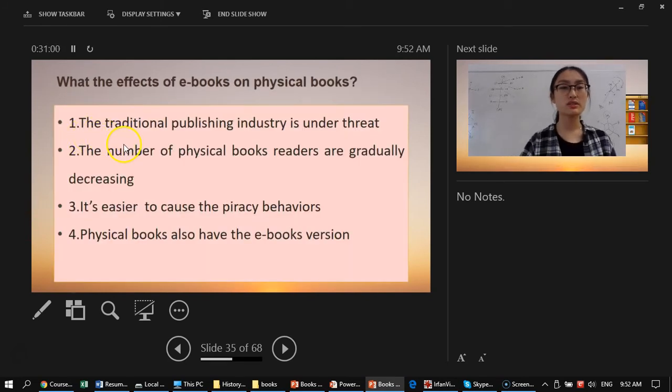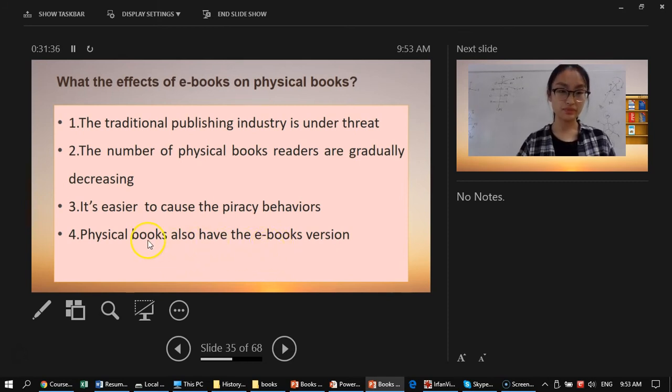First, the traditional publishing industry is under threat. Second, the number of physical book readers is gradually decreasing. Because more and more people choose ebooks, fewer and fewer people choose physical books, or they just don't read. Third, it's easier to cause piracy, because physical books can be scanned easily and uploaded to the network.